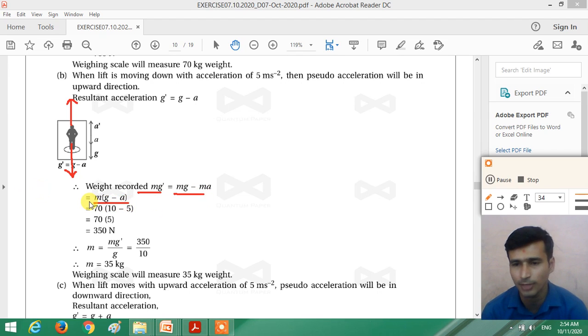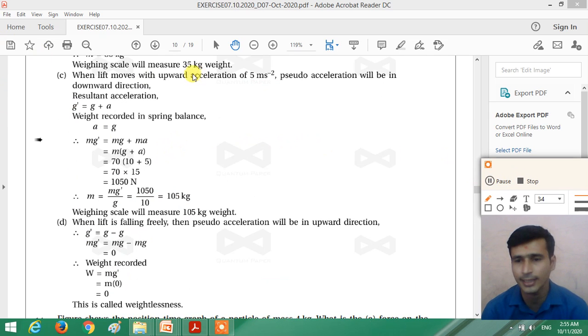So here the mass of the person is given to you, 70, g we take as 10, and the acceleration is 5 meter per second squared. So 10 minus 5, we get 350 Newton. So here the weight of the person recorded by the weighing machine when the lift is moving with constant acceleration in the downward direction is 350 Newton. And if you calculate the mass from that, the mass of the person is 35 kg, right?